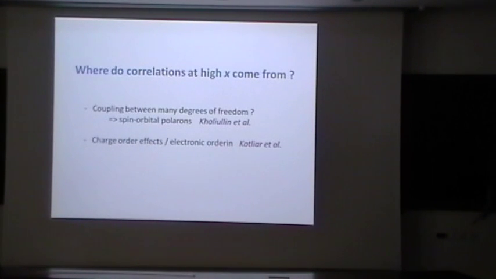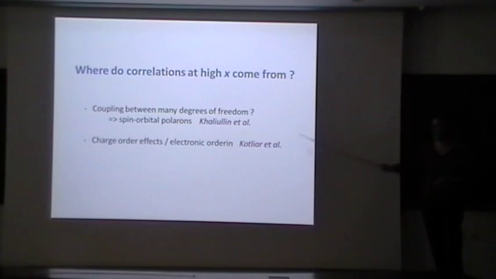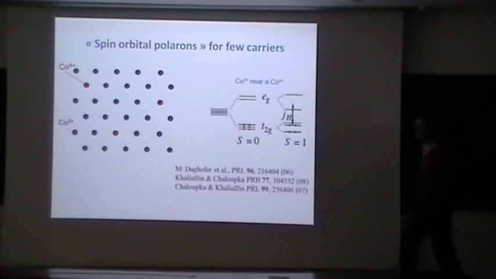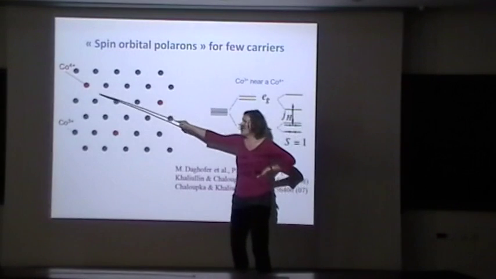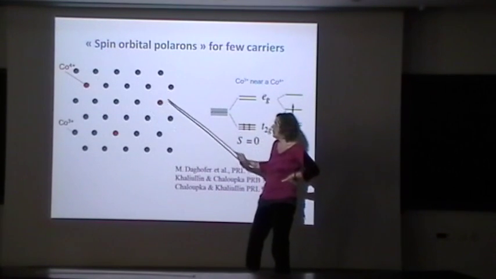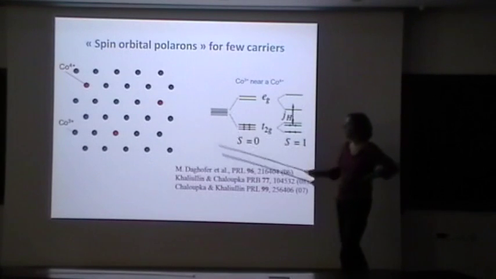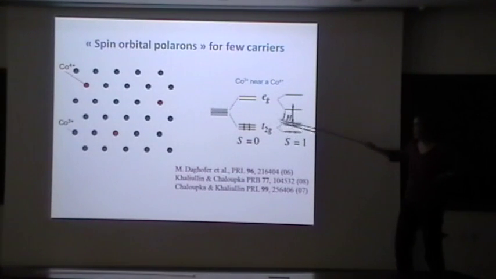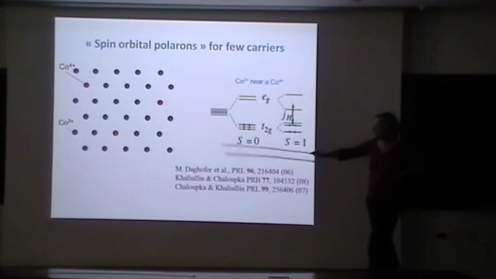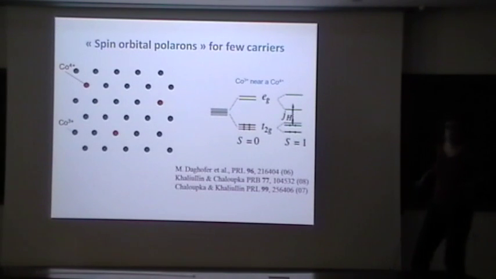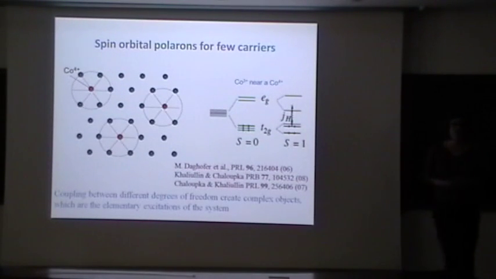Okay, so that's what I will try to discuss now with these two different possibilities: the spin orbital polarons proposed by Khaliullin, or the influence of the charge order that exists in these phases. So this idea of spin orbital polarons is basically this one. You consider a case where you have a few holes on the triangular lattice, so there will be cobalt 4 plus here, and you can imagine that this hole will distort its surroundings. So on the neighboring cobalt 3 plus sites, you could have a distortion that will lift the degeneracy between these eg orbitals and maybe allow some excitation of one electron to these eg states. So then these cobalt 3 plus that are near the cobalt 4 plus can become magnetic with S equal to 1, and that is of course a very different object, coupling all these different degrees of freedom.